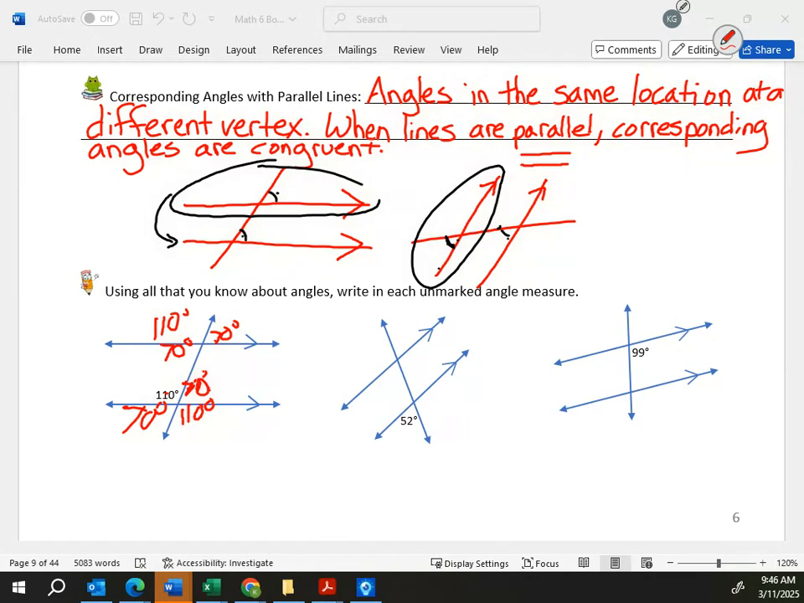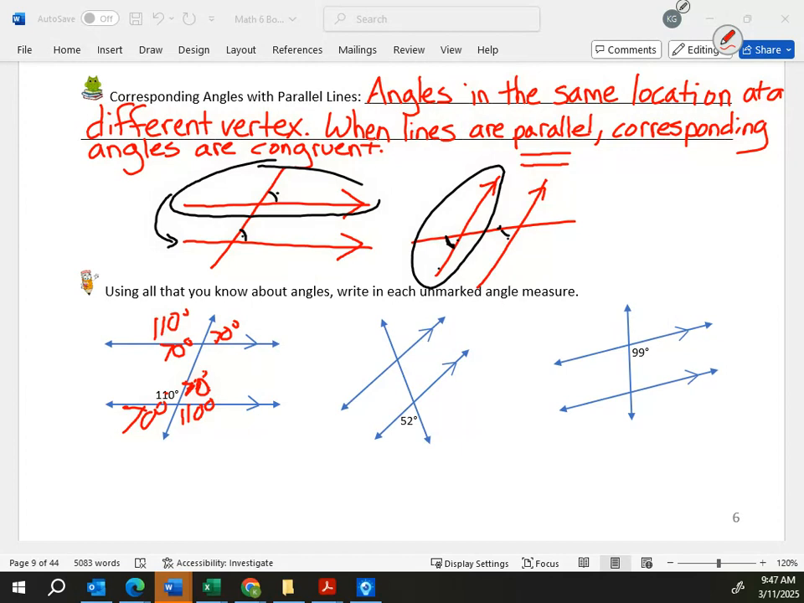One last angle. Who has not had a chance up at the board that can fill in our last angle? I know Adeline's been up to the board. Kylie's been up to the board. Who hasn't been up to the board that can be brave and fill in our last angle measurement? Or I'm going to randomly pick on someone. Charlie, what is our last angle going to be?